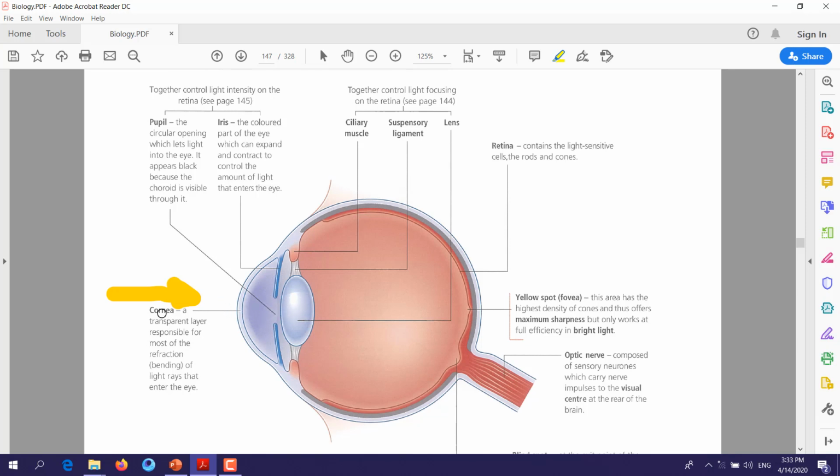Then after the cornea, what do we have? We have the pupil and iris. The pupil is an opening that changes depending on the light intensity. When the light intensity is high, the size of the pupil will be smaller. But when the light intensity is low, for example when it's dark, the size of the pupil will increase. So the pupil and iris, the function of both, is to control the light intensity on the retina. They control the amount of light that will enter the eye until it reaches the retina.